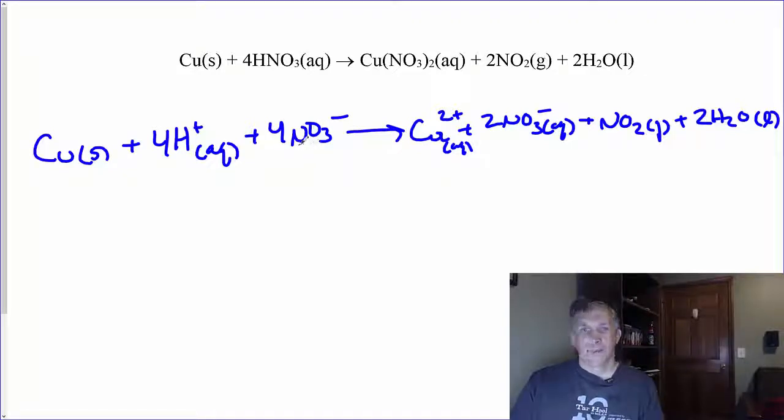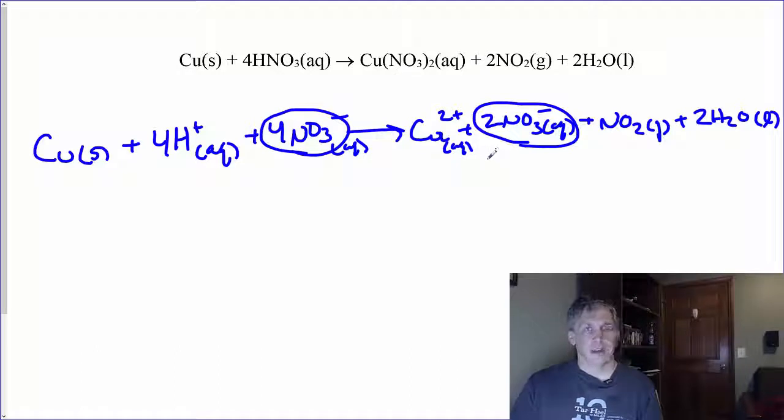Nitrate. In nitrate's case, yeah, I forgot to put the aqueous there. Yeah, it's aqueous ion on the left. On the right, some of it's still aqueous ion, but some of it was converted to NO2. So, yeah, we'll go ahead and circle it.